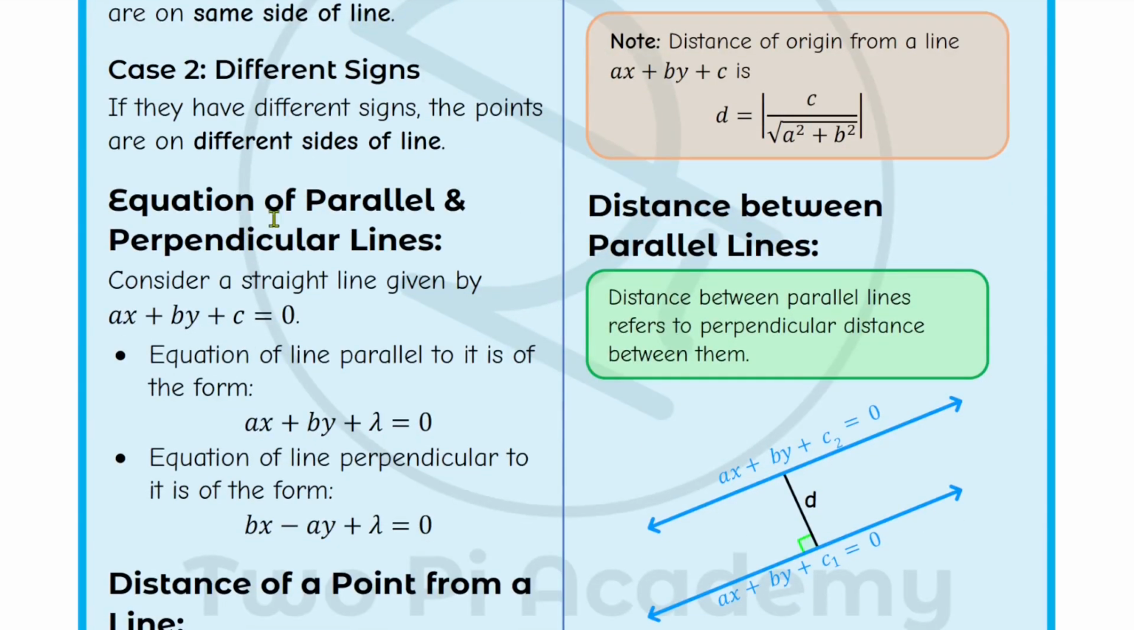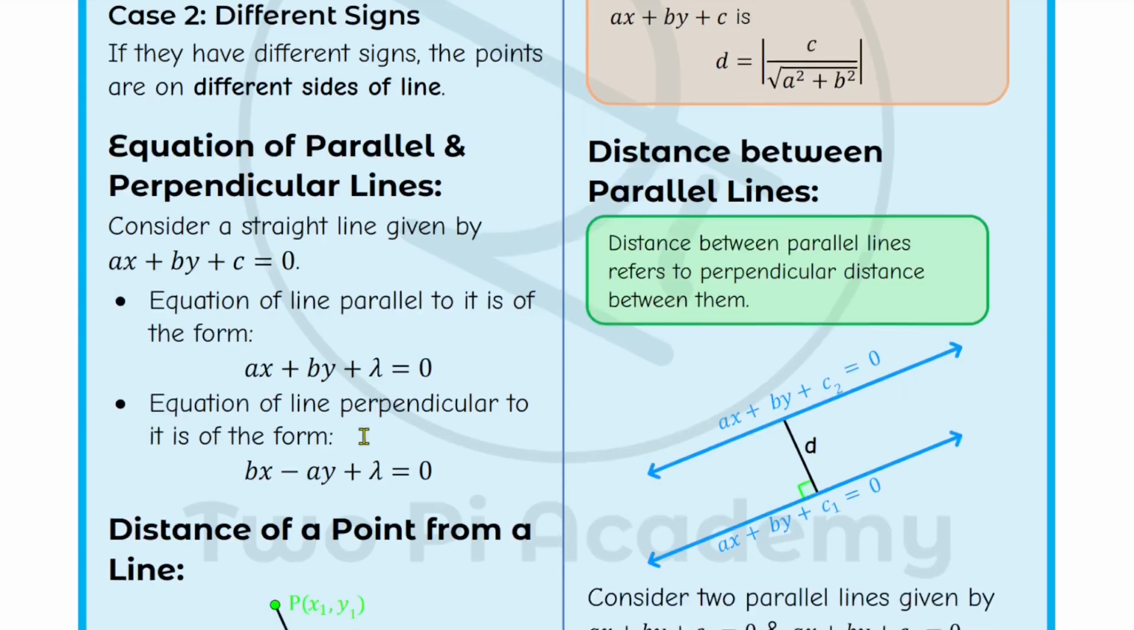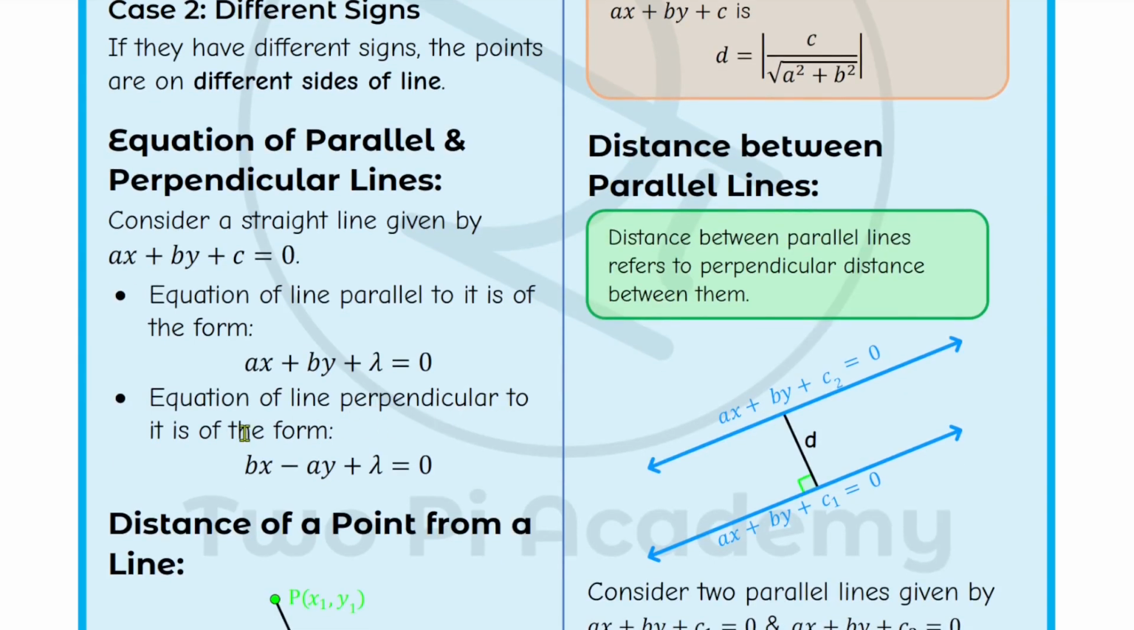And there is a simple trick for equation of parallel and perpendicular lines. We said before that the slope of parallel lines is equal and slope of perpendicular lines are such that their product is -1, right? Or if you are given the equation ax plus by plus c is equal to 0, the line parallel to it will be of the form ax plus by plus lambda is equal to 0, only the constant term changes. Lambda can be any constant. And the line perpendicular to it will be of the form bx minus ay plus lambda is equal to 0, where once again lambda can be any constant.